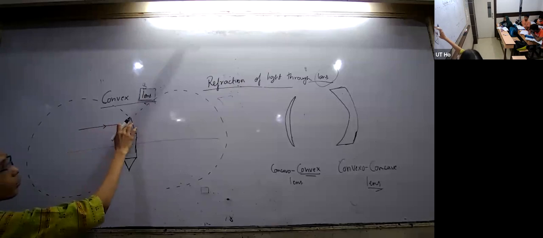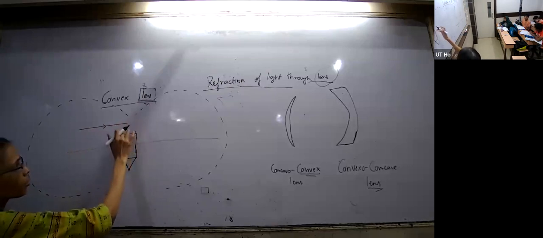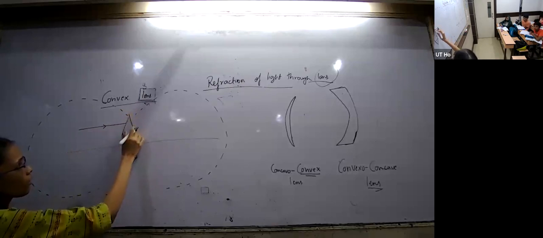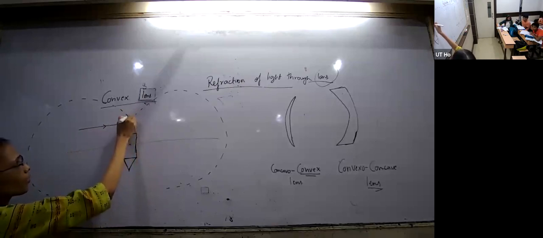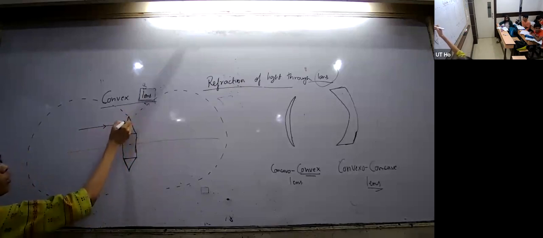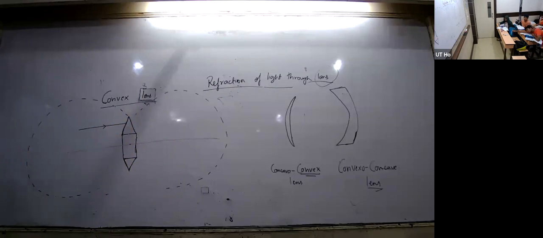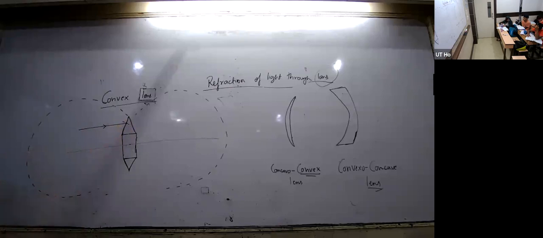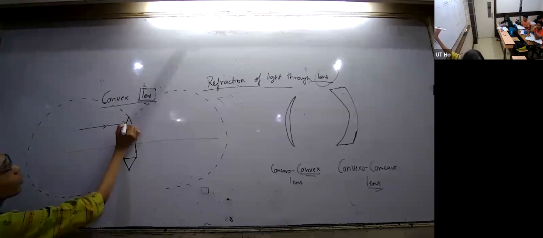Now look at this entry point. Let me draw it slightly bigger so that you can understand. It looks like a prism. Now look at this surface. I will have to draw the normal. Since the surface is like this, how will the normal be? 90 degrees. So if I draw the normal, it will be like this. What happens when it is entering a denser medium? It will move towards the normal. So it is moving like this, closer to the normal.